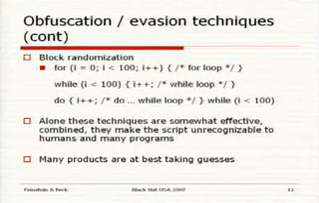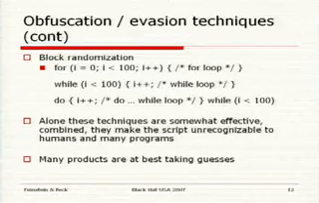A more sophisticated technique we've seen is block randomization. You can imagine if you're trying to achieve some end in your script, you can basically wrap it up in a variety of for loops or while loops or do while loops. Sometimes they may actually work out to be essentially a no-op. They don't do anything. They're just simply to fool the analyst or to throw off a security device.